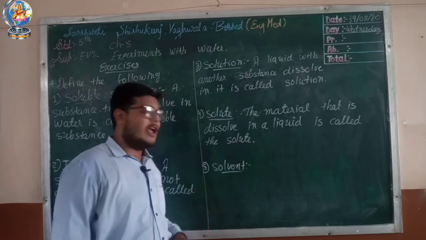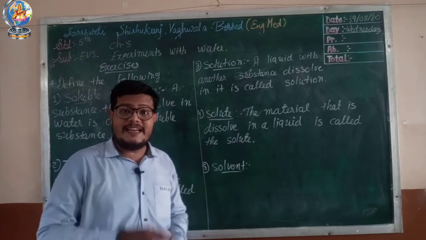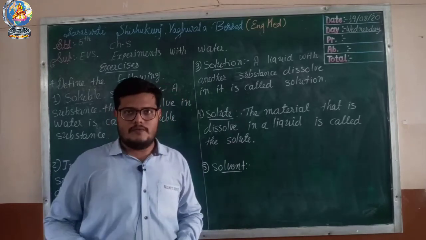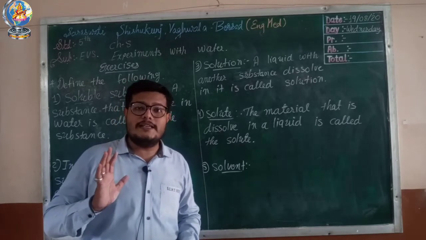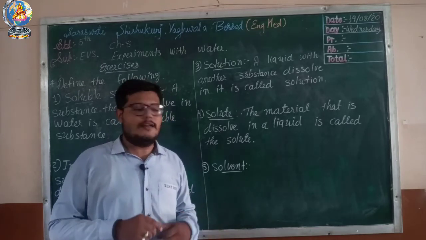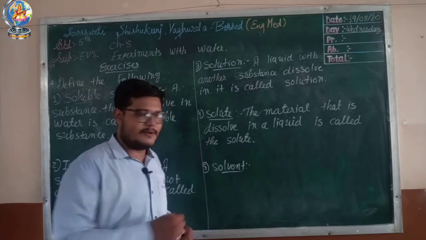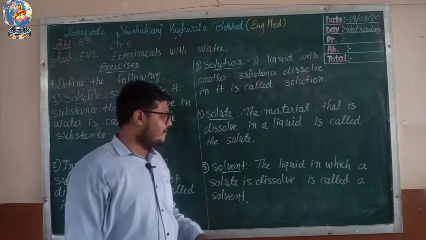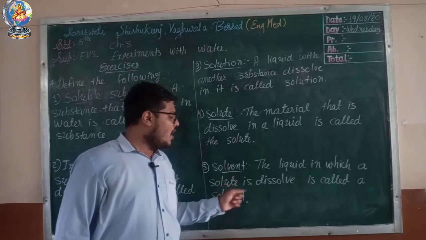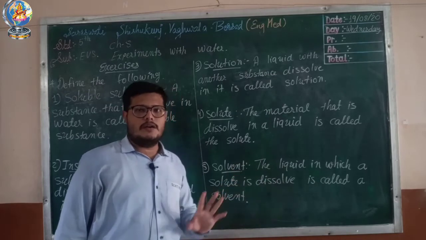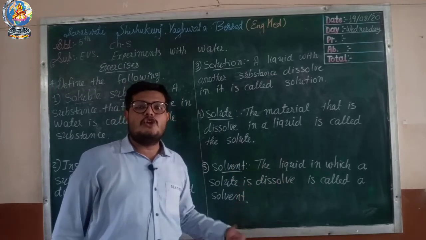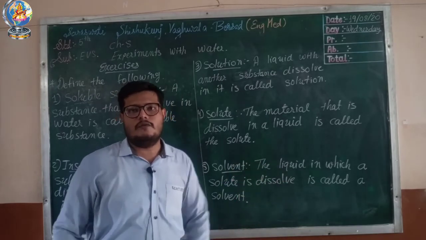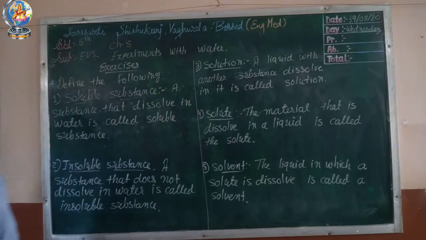Okay, now next one is solvent. Solvent means that is a liquid in which solute is dissolved, right? So that is called solvent, right? So let's write definition. Okay, so here definition, the liquid in which a solute is dissolved is called solvent. Just take a look at all definitions.